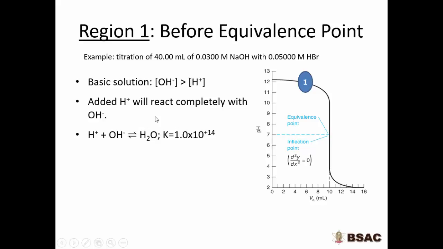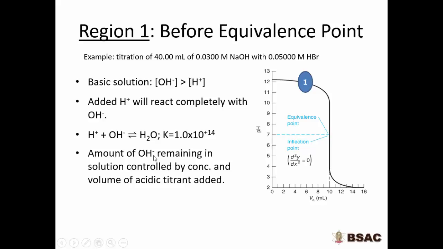But anyway, the point I want to make is that the hydroxide ions that were in there will react very completely with the hydrogen ions that you add from the HBr. And so the amount of hydroxide that remains in solution is controlled by the volume of the titrant that was added.